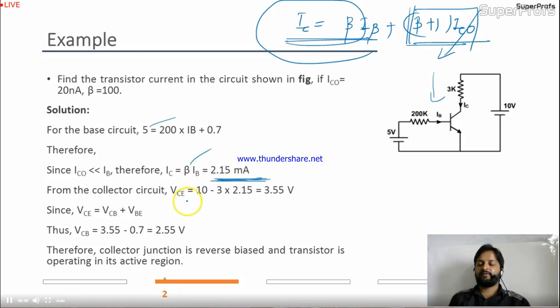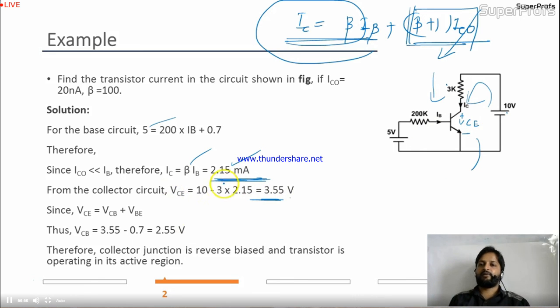From the collector circuit, VCE. Now we can calculate this VCE or not, tell me. VCE. We can calculate it. We can apply KVL over here. So it will be 10 minus 3K into the current. The current we already calculated by this. So VCE we are getting as 3.55 volt.